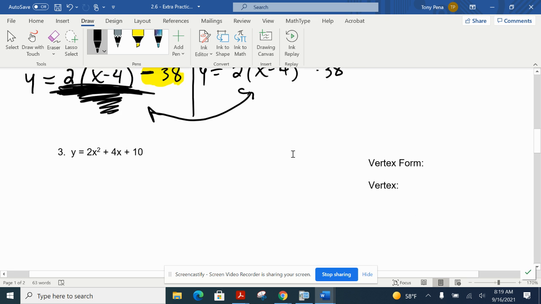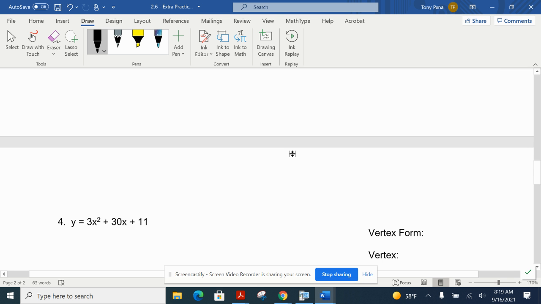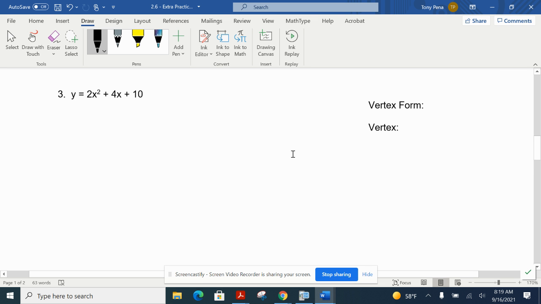Okay, let's see where we are at. However you think you would do one of these, try number 3. And then we'll see where we are at now. And then we'll do one more. Number 4 on the back page is just a 3 in front of everything. It's the same process. But let's see if we can get number 3.